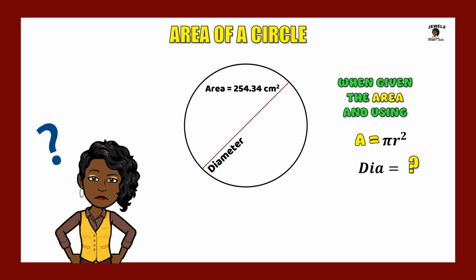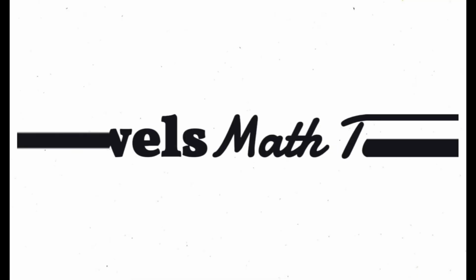In our session today, we will be calculating the diameter when we're already given our area and our pi is equal to 3.14. Now for this example, I usually don't use a calculator. However, I will be using one for this question. So if you're ready, let's get started.